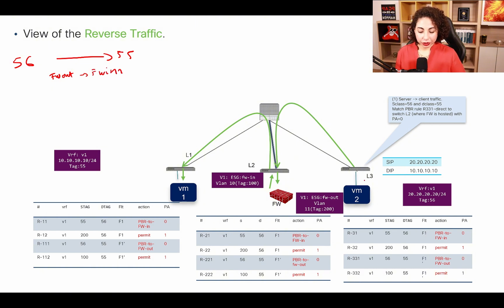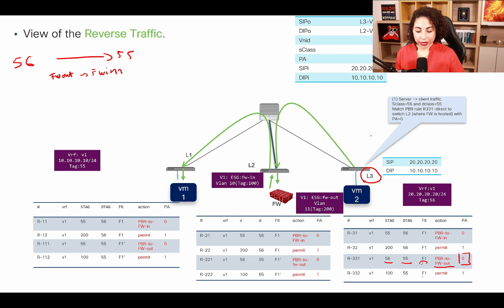Okay, so leaf3 will say, I have traffic from 56 to 55. Let me check in my configuration, in my entries, if I have a contract for that. And it finds it. So it is the contract for the return flow, which is matched by the small tilde here. So contract from 56 to 55, go ahead and redirect to the PBR. Go ahead and do PBR to firewall out. And obviously, since it's a redirect, the policy applied bit is set to 0.